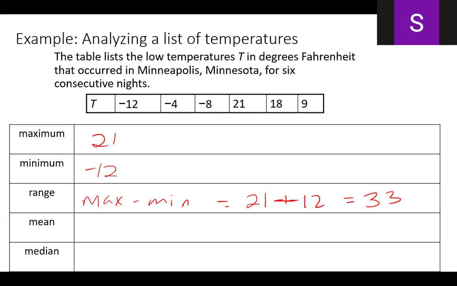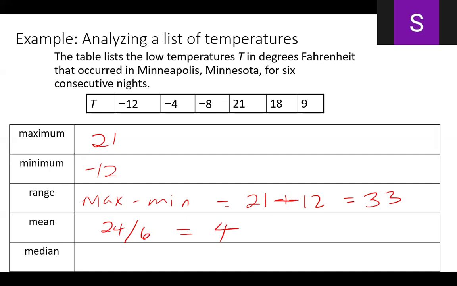Next is our mean. So adding up our mean. So we have -12 plus -4 is -16. -16 plus -8 is -24, right? -24 plus 21 puts us at -3. -3 plus 18 puts us at 15. And 15 plus 9 puts us at 24, right? And how many numbers is that? 1, 2, 3, 4, 5, 6. So we have 24 divided by 6, which equals 4. So our average is 4.